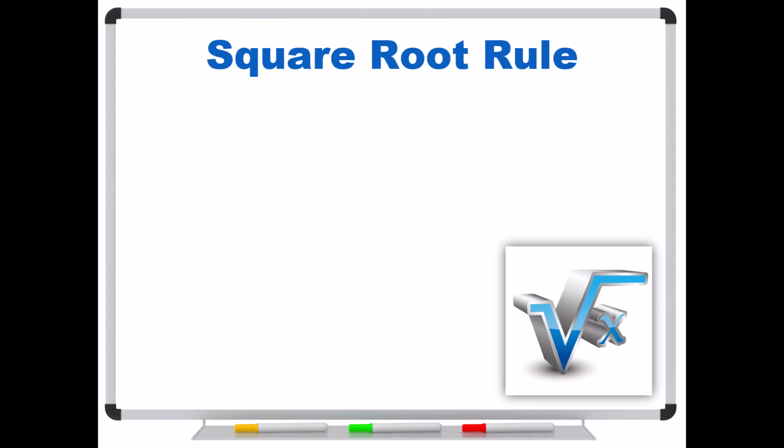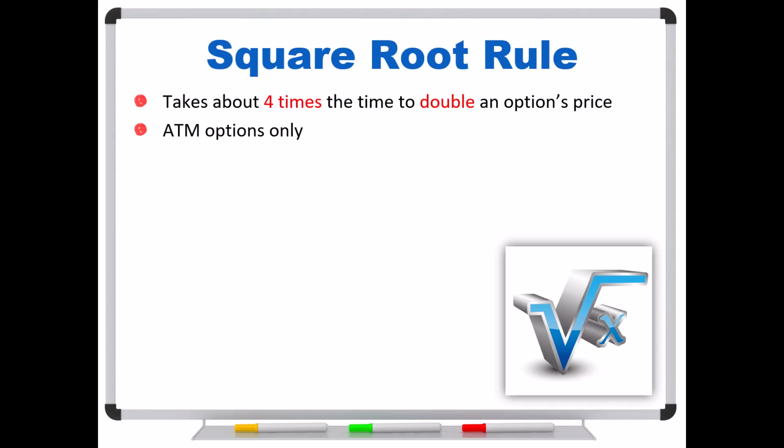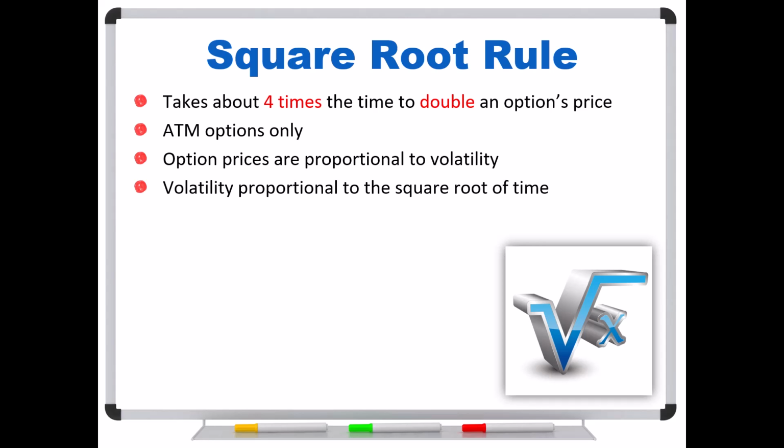So a quick review. Remember what the square root pricing rule is for those who might be new. What it says is that it takes about 4 times the amount of time to double an option's price. Again, this is for at the money options only. And the reason is that option prices are proportional to volatility, and volatility is proportional to the square root of time. So that's also what's really causing this odd relationship.